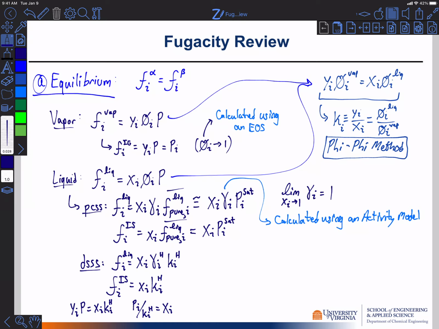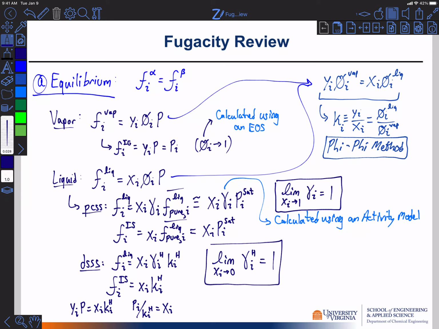At the same time, we're going to recognize that if we move out of the range where ideal solution applies, we can still use the Henry's law constant, but now we need the dilute solution standard state activity coefficient. Different from the pure component standard state, in the limit where x_i goes to 0, that's the place where the dilute solution standard state activity coefficient goes to 1. This is similar to but opposite of what we had for the pure component standard state.